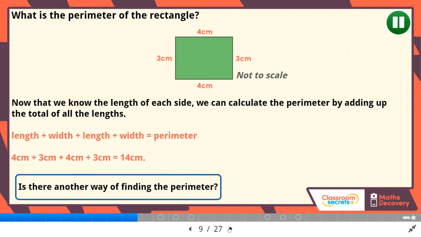Now that we know the length of each side, we can calculate the perimeter by adding up the total of all the lengths. 4 centimeters add 3 centimeters, add 4 centimeters, add 3 centimeters equals 14 centimeters.